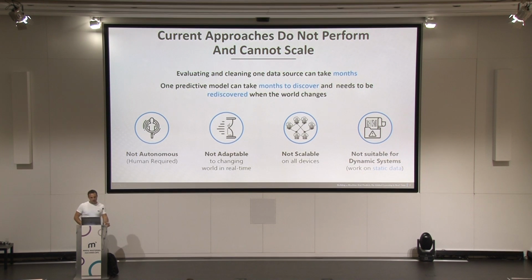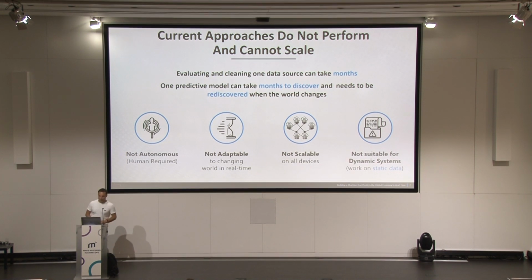And so with current technologies, we need a human in the loop. Sure, we have AutoML approaches, and maybe the human interaction is minimal, but there's still a human interaction. If we want to predict the global economy in real time, we need fully autonomous technology that can decide when it's time to reconfigure itself.